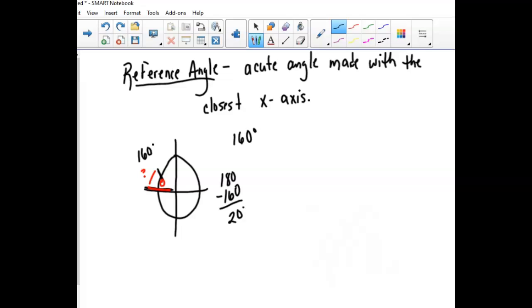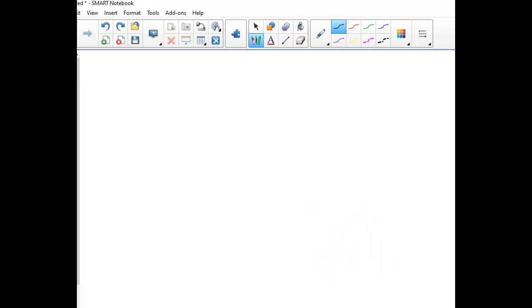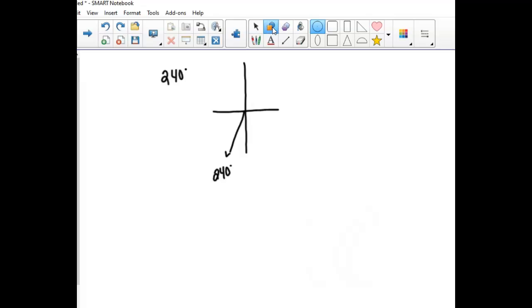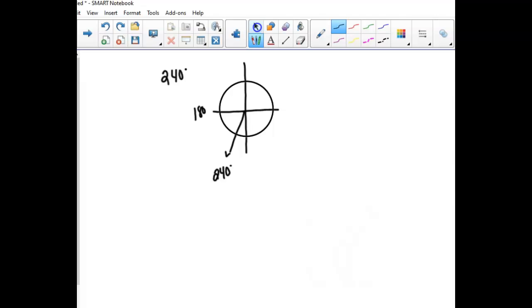So that was something in the second quadrant. Let's look at one in the third quadrant. Suppose we have 240 degrees. So your first step is to always just draw where that is. 240 degrees would be about right here. So our closest x-axis is 180, and we're looking for the angle that's made in between 240 and 180, and it needs to be positive.